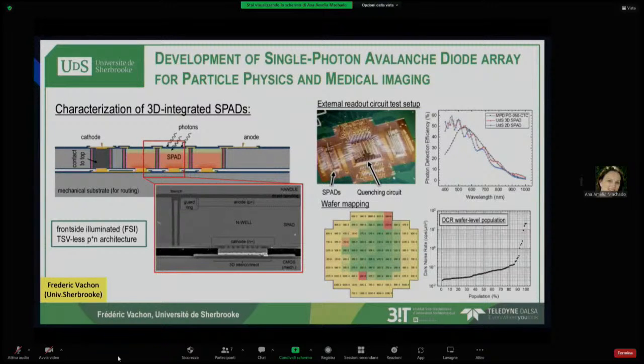And here we can see the development of a single photon avalanche diode array presented in this work. The SPAD array was developed by the University of Sherbrooke and Teledyne DALSA Semiconductor in Canada. This work is presented for the first time. The group is also working on the development of a 3D PDC, photon-to-digital converter, where the single photon avalanche diode array is vertically integrated with CMOS with digital signal processing.